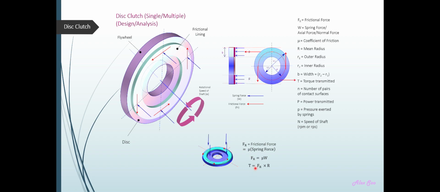So torque, we know the definition of torque is equal to tangential force, in this case the frictional force, multiplied by the mean radius. So it gives you the turning moment or the torque. By substituting the frictional force, which is equal to mu W, into this equation, you will form torque equals mu W, spring force, R, the mean radius, and n is the number of pairs of contact surfaces. In this case, it's a single disc clutch, so the lowercase letter n here should always be equal to 2 for a single disc clutch.